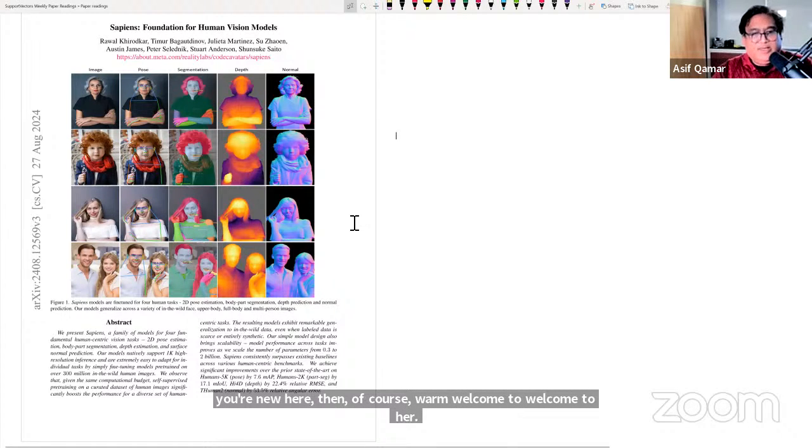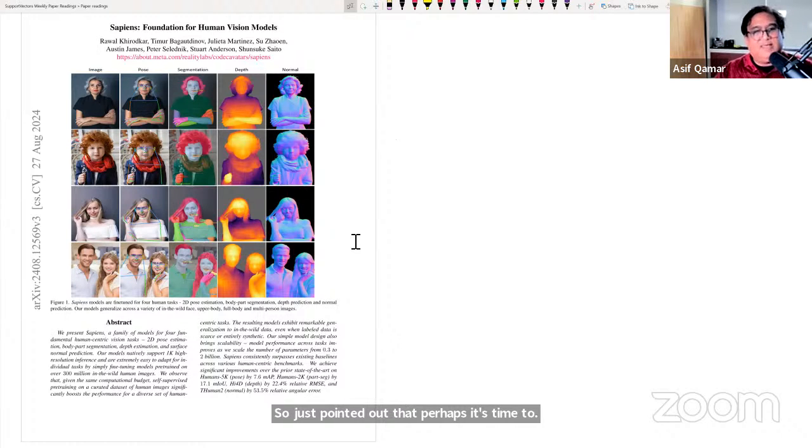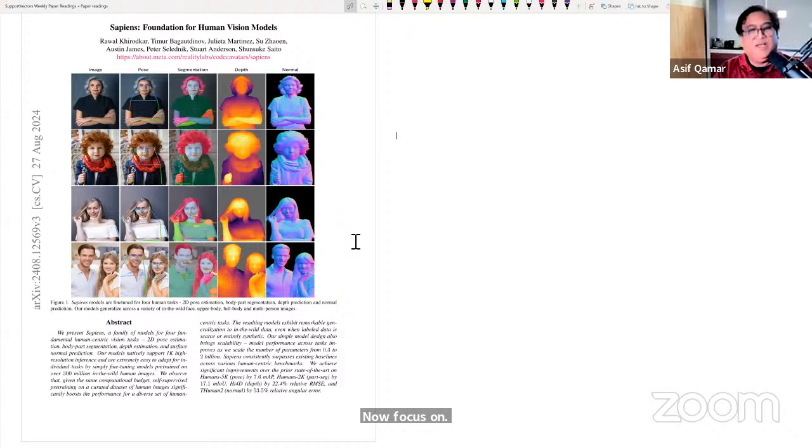For the last weeks, we have been covering various topics in natural language processing. So it was pointed out that perhaps it's time to pivot and, for diversity, now focus on some computer vision models and multimodal models. So we are going to do that today.